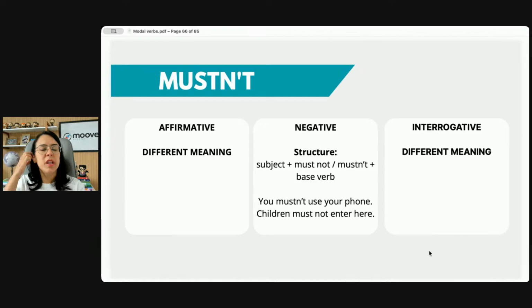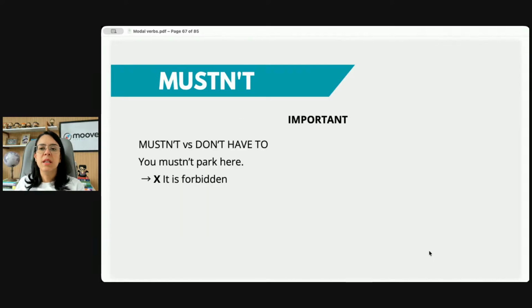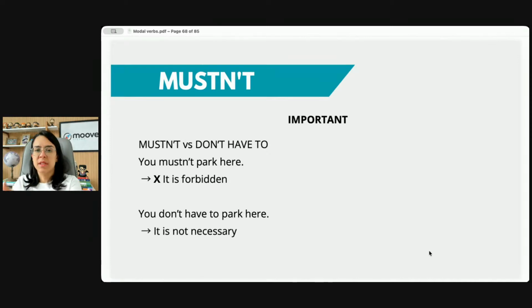In the interrogative, it also asks about an obligation. Okay, "What must I do tomorrow?" But again, it's not common. People tend to use more what? Have to. "What do I have to do tomorrow?" Okay. And as I told you before, mustn't and don't have to have different meanings. Must and have to have the same meaning, but mustn't and don't have to are completely different things. You mustn't, it's forbidden. You don't have to, it's not necessary. Okay? Good. Let's move on.